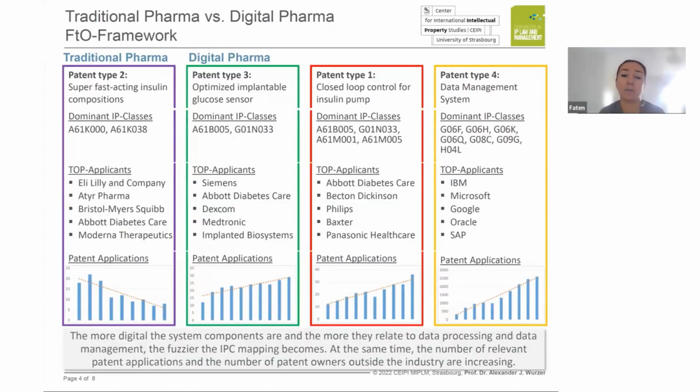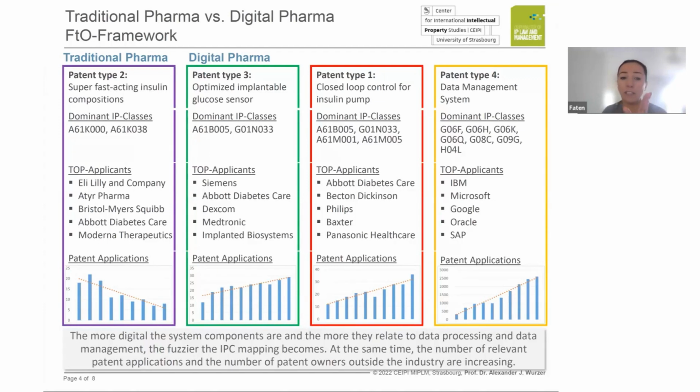We are working more about a product, a composition. So we had few dominant IP classes, and the top applicants were more from the pharmaceutical industries. So it was easy to search for patents, to compare, or even to file patents. And you can see in the graph that the number of patent applications decreased over the years.